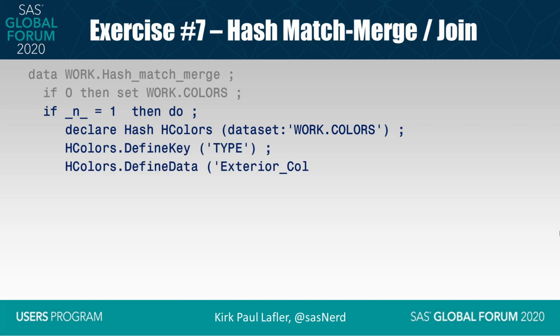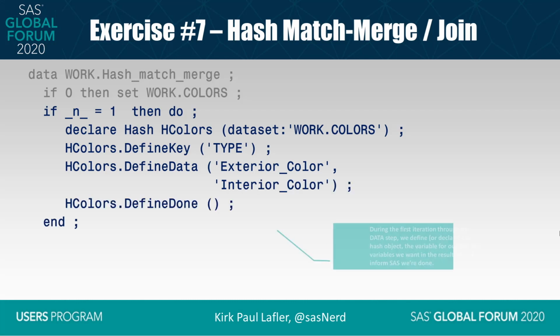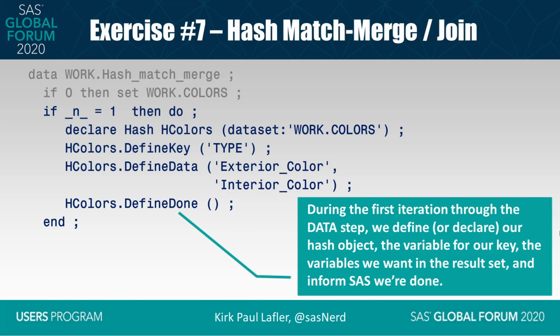And like what we've done in the past exercises, the first iteration through the data step, and we only need to do this once, we need to build or define or declare our hash object. In this case, it's going to be called hcolors, and it's going to point to the data set work.colors. We're going to define our key as type and define the data that we want to keep and maintain in our data set, exterior color and interior color. Then we're going to tell it we're done.